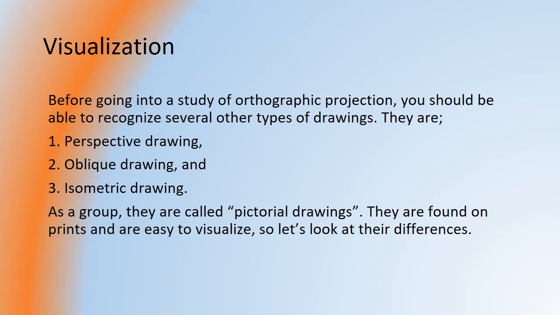Before going into a study of orthographic projection, you should be able to recognize several other types of drawings. They are perspective drawing, oblique drawing, and isometric drawing. As a group, they are called pictorial drawings. They are found on prints and are easy to visualize, so let's look at their differences.